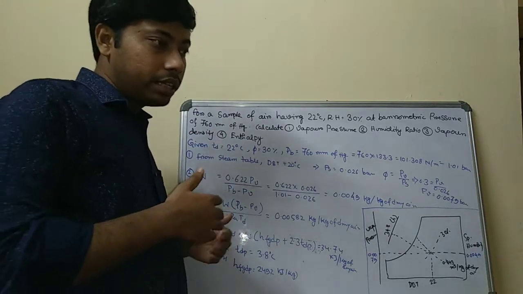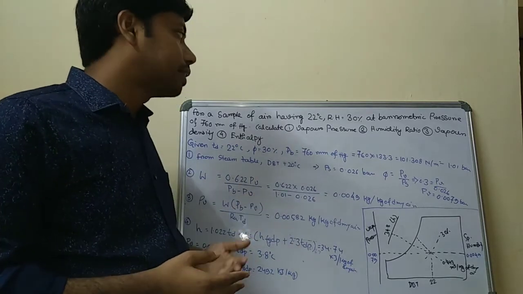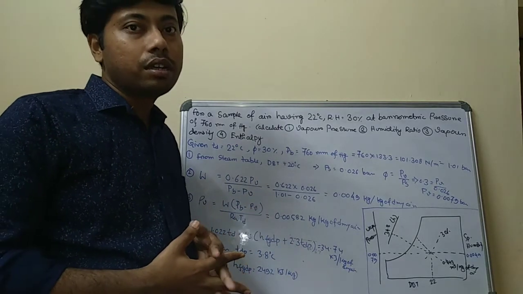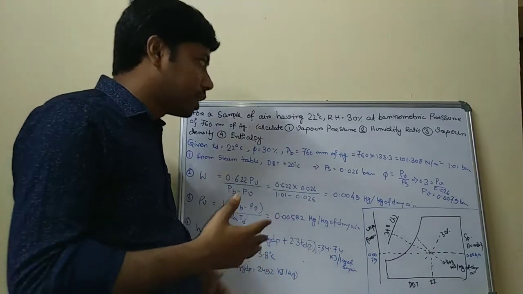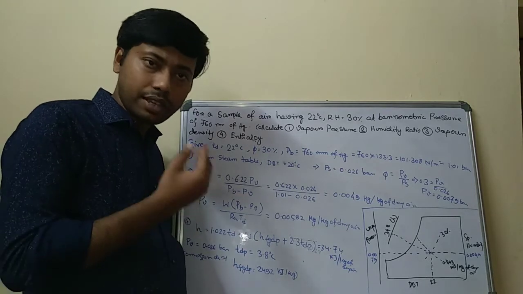In the psychrometric chapter, we already discussed the formulas to calculate vapor pressure, humidity ratio, vapor density, and enthalpy. So all those things we already discussed.